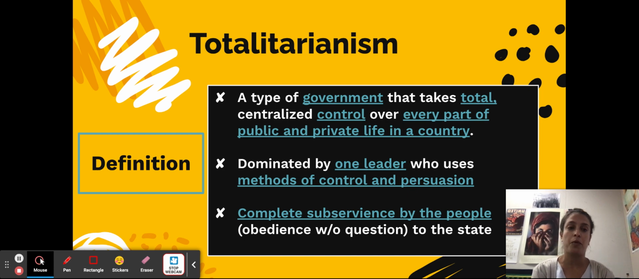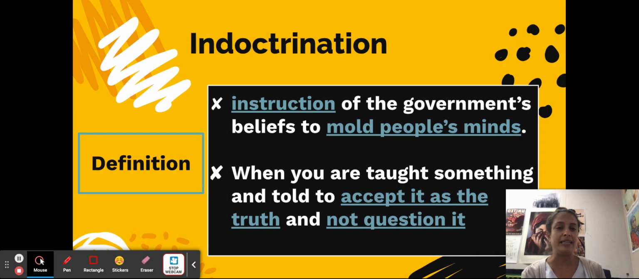My guess is by this point, you have already talked about some of these ideas in English. Next vocab word, indoctrination. This is my favorite one. This is instruction of the government's beliefs to mold people's minds. Where do you think indoctrination typically happens? Yes, you are right, in the schools. This happens in the schools, predominantly.